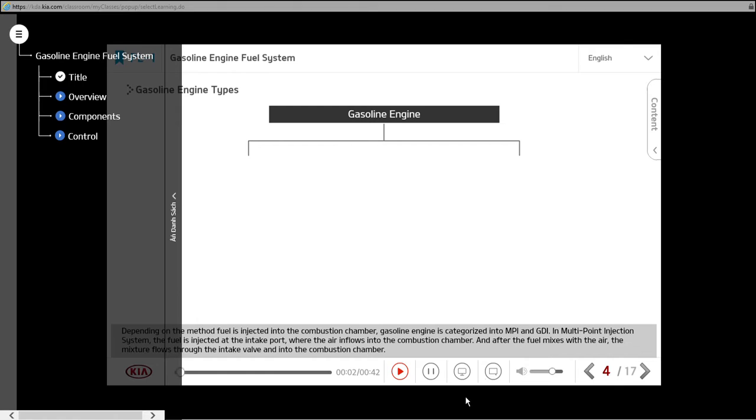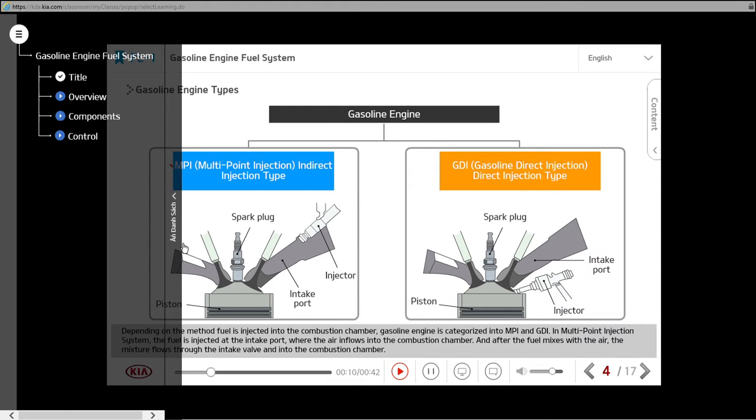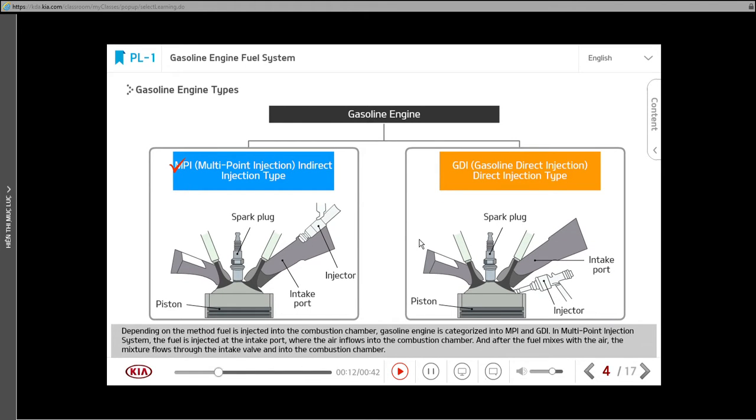Depending on the method fuel is injected into the combustion chamber, gasoline engine is categorized into MPI and GDI. In multi-point injection system, the fuel is injected at the intake port, where the air inflows into the combustion chamber. And after the fuel mixes with the air, the mixture flows through the intake valve and into the combustion chamber.